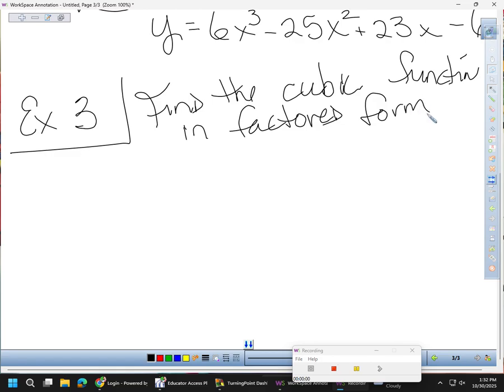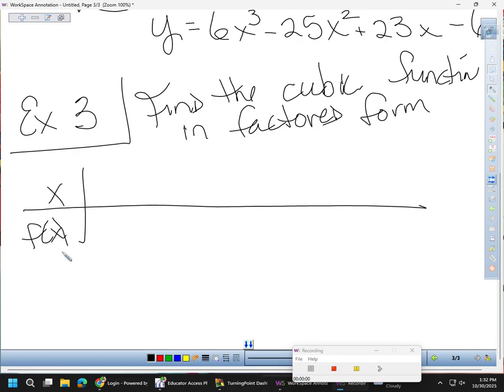Okay? So I'm going to actually give you a table. So let's say I have x and I have f of x. Beginning my table, I have a negative 2, 0. Let's say I have a negative 1, 24. How about 1, 0, and 5, 0?